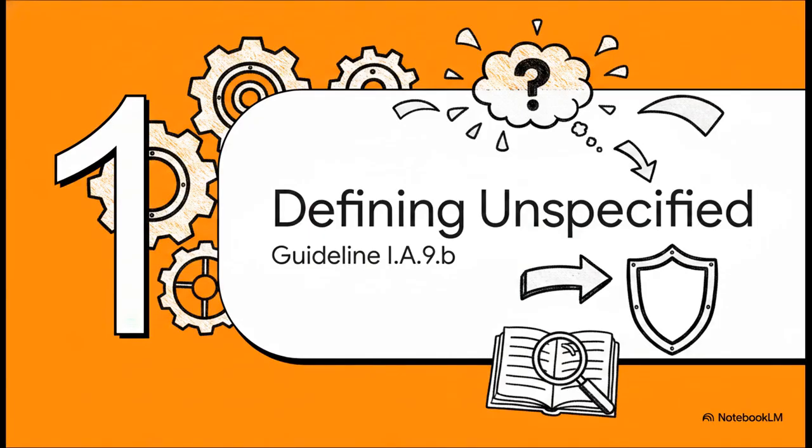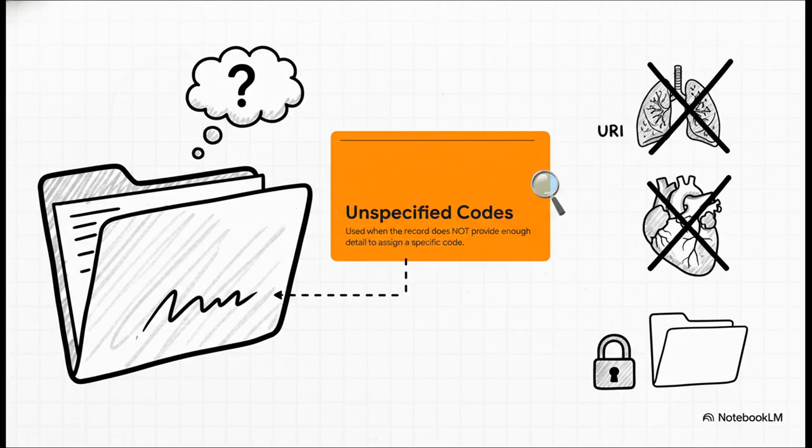All right, Section 1, defining unspecified. The real beauty of the ICD-10-CM system is that it completely anticipates this exact problem. It gives us a strict, clear rule so we absolutely do not have to guess. Unspecified codes are used when the medical record does not provide enough detail to assign a more specific code. The system might have incredibly detailed codes available, but if the provider's notes are vague, like they just write upper respiratory infection with zero extra details, you can't use those specific codes. We simply cannot invent evidence that isn't on the page.